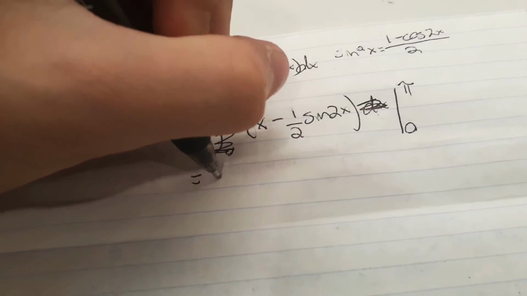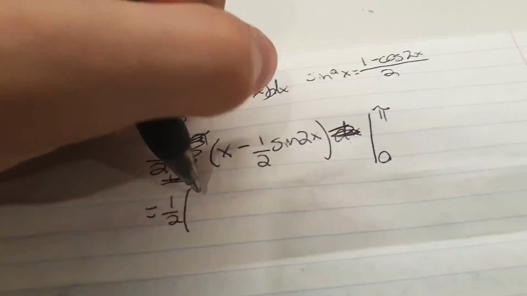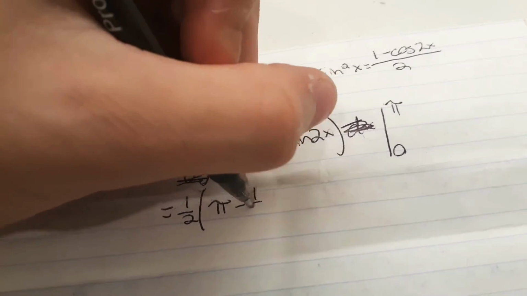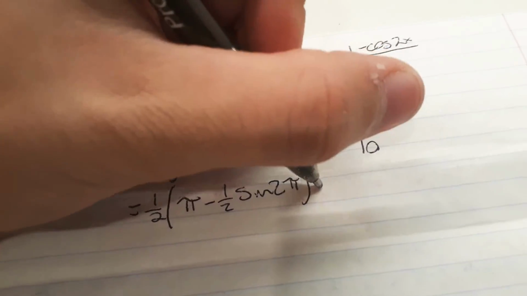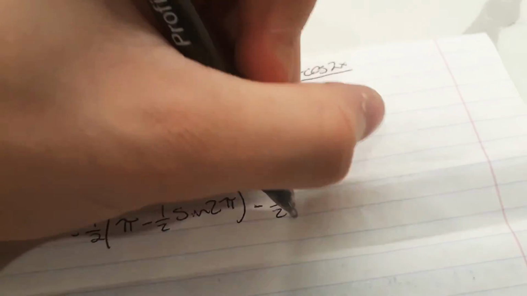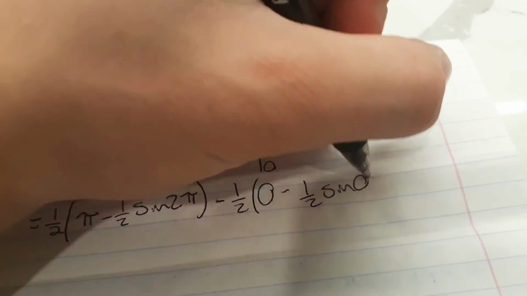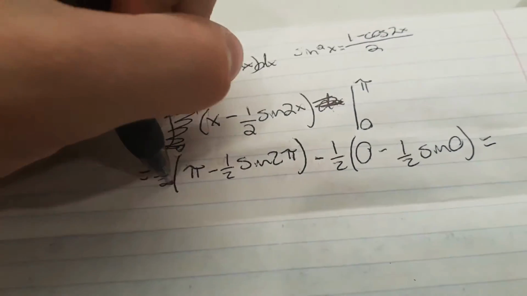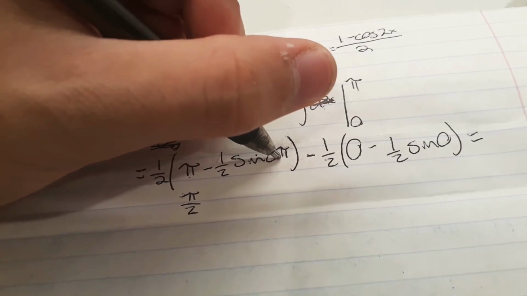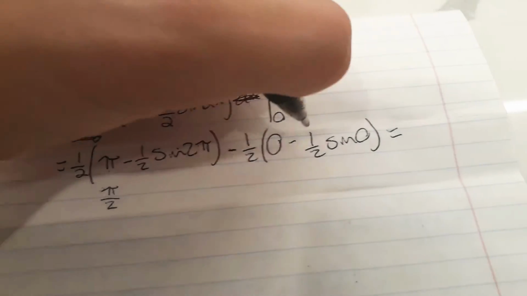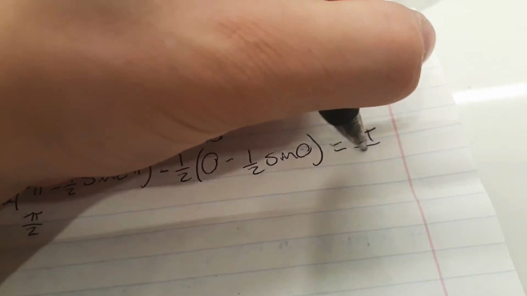And now I'm going to evaluate that, and it's going to be 1/2. Again, we're replacing x with pi over here, so it's going to be pi minus 1/2 sine of 2 pi, minus 0 minus 1/2 sine of 0. So this right here, this is pi over 2. Sine of 2 pi is 0, so that second half becomes 0. Sine of 0 is 0. So it's just pi over 2 minus 0, which is the same thing as pi over 2.